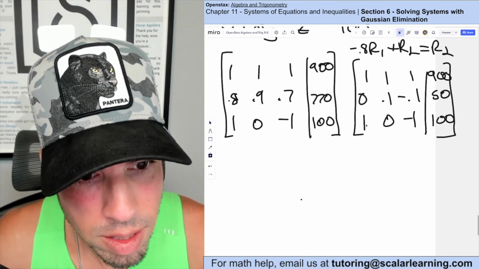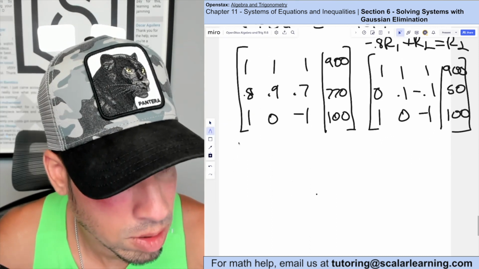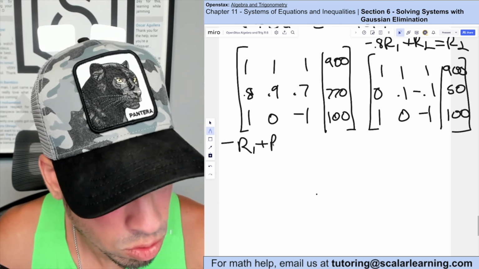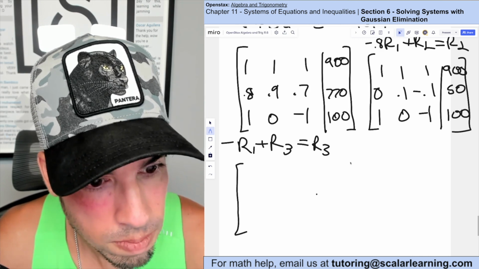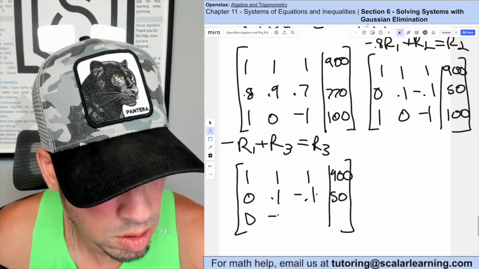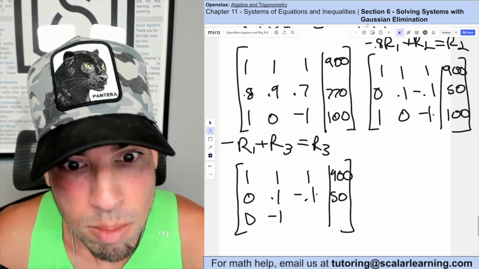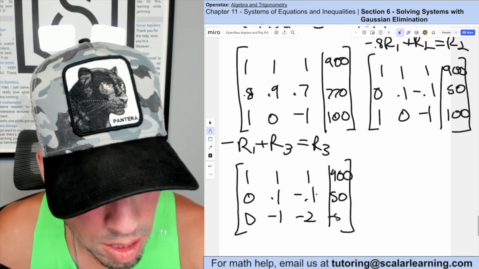Next, let's get rid of that one. So we're going to multiply row 1 just by a simple negative, and we're going to add it to row 3 to get a new row 3. So let's write that out now. Here we go. So we got negative 1 plus 1 is 0. Negative 1 plus 0 is negative 1. Negative 1 plus negative 1 is negative 2. And then negative 900 plus 100 is negative 800.